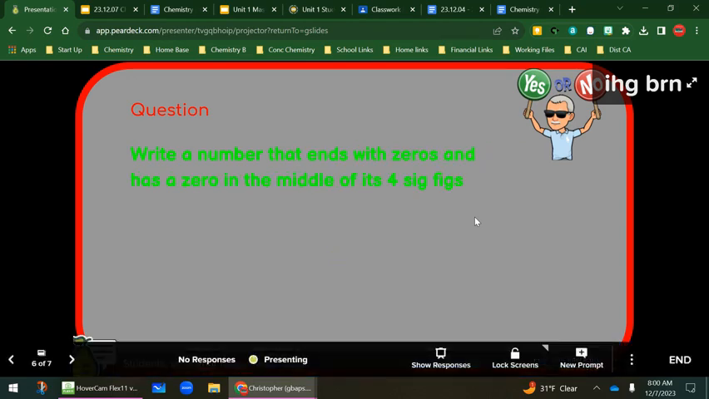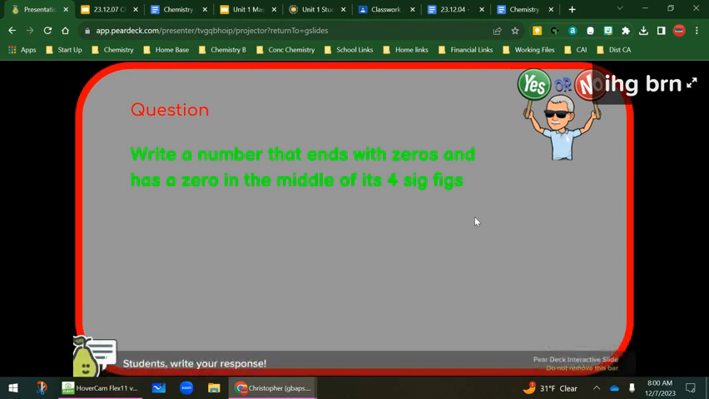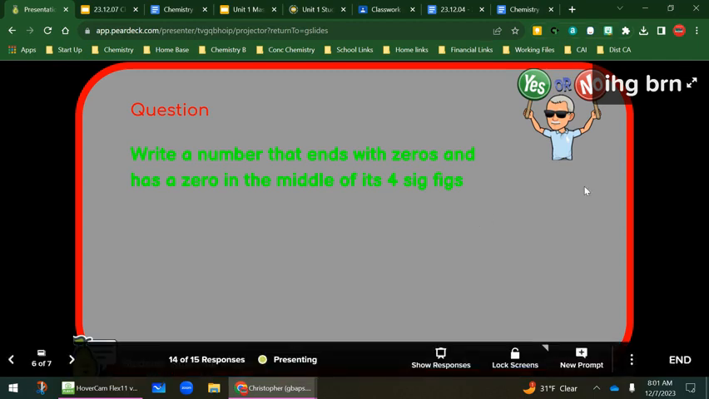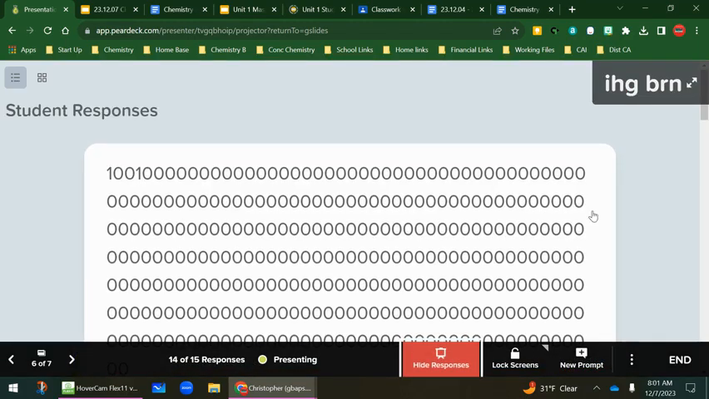Let's see if I wrote this any better. A number that ends with zeros, has zeros in the middle, and has 4 sig figs, with no zeros at the beginning. It doesn't say zeros at the beginning, so no zeros at the beginning. You should take a look at my answer. Show responses.